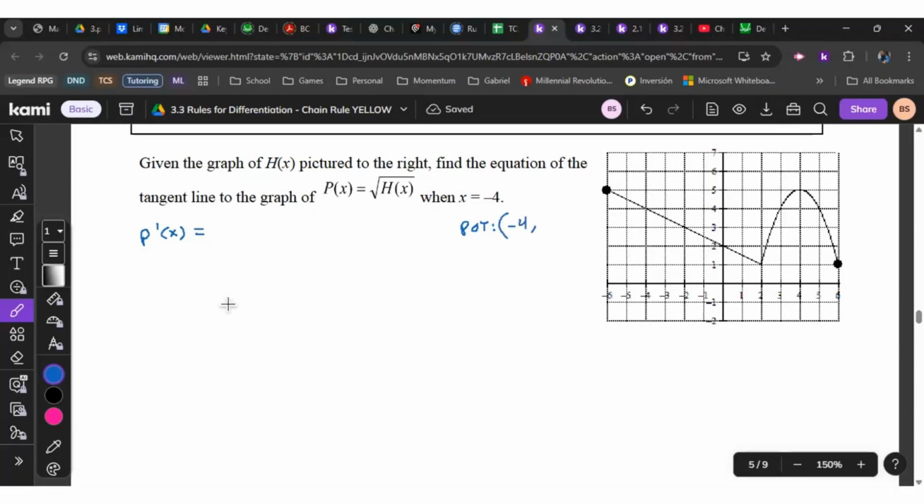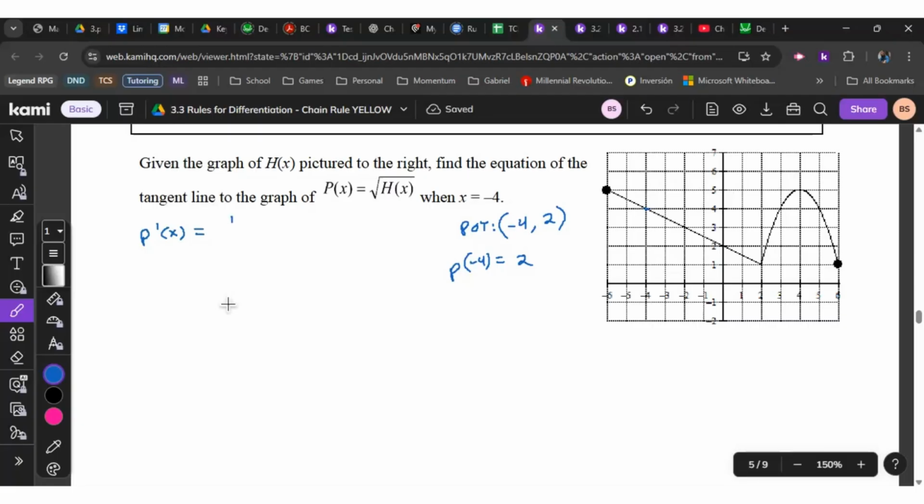So it's going to be h of negative 4, right? Because p of negative 4 is going to be the square root of h of negative 4. So h of negative 4 is right here. So it's 4, which is going to be 2. Exactly. Do you guys see how we got 2? Right? Okay, good.